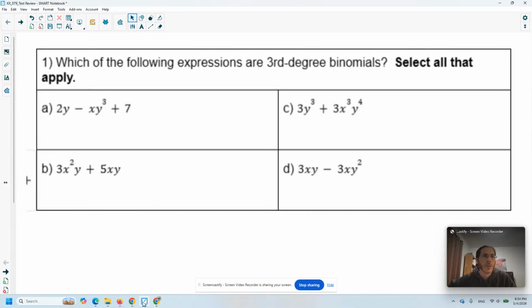All right, so doing the Unit 7 test review. It's a little bit of Unit 9, so it's a little bit different. So first one says, which of the following are third degree binomials? Select all that apply. So the idea here is we want to pick the binomial.